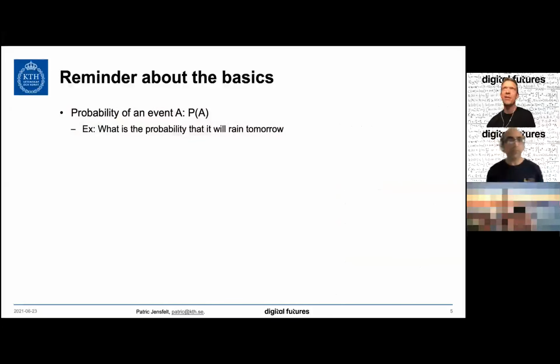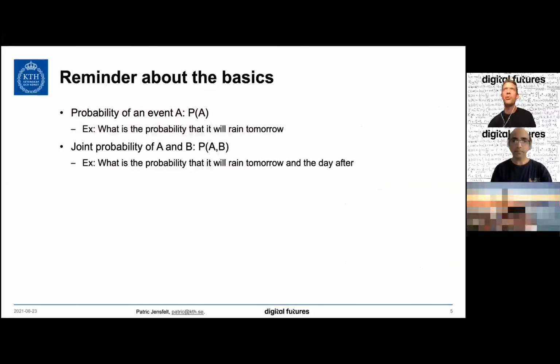Let's say we have some event A. So we define P of A to be the probability of that event A. And this event might be that it rains tomorrow, or that I break my leg, or whatever. We then talk about joint probabilities between two events, A and B. And this could be that it rains tomorrow and the day after.